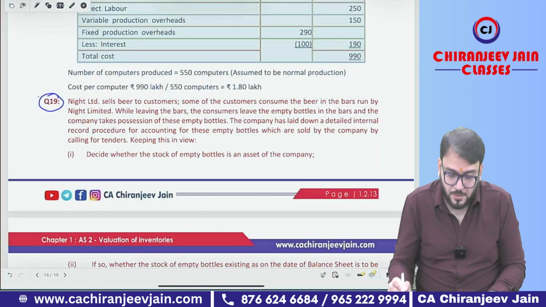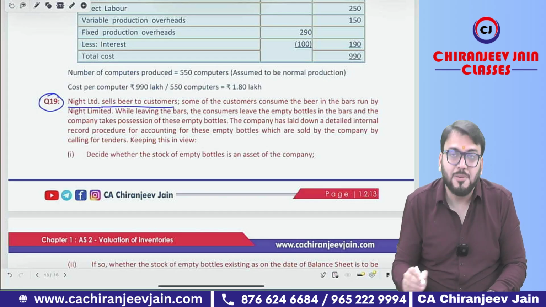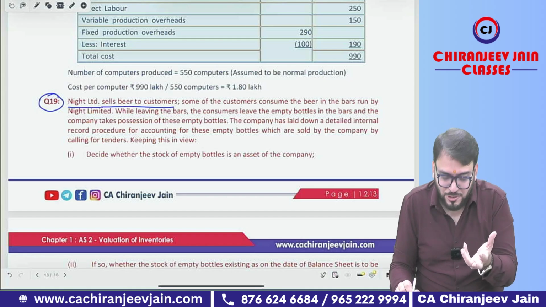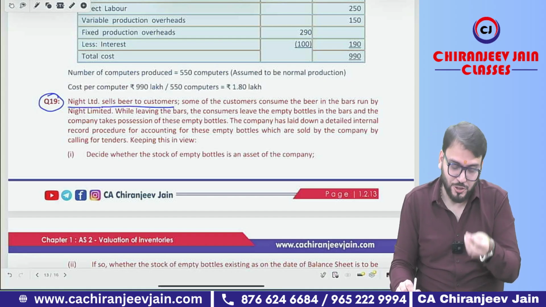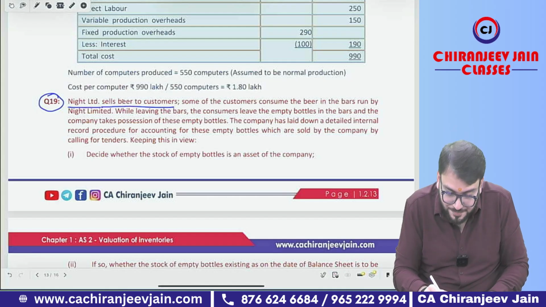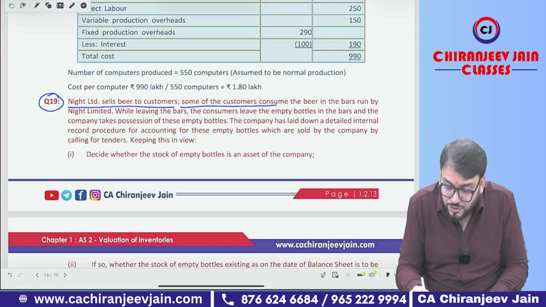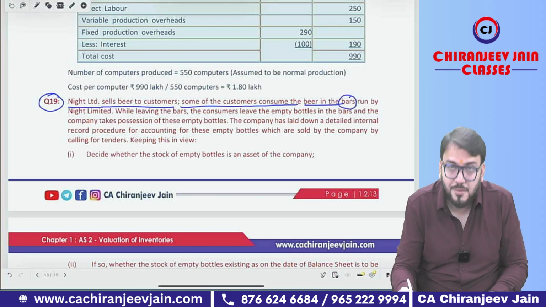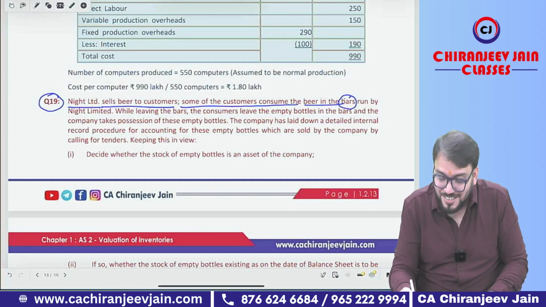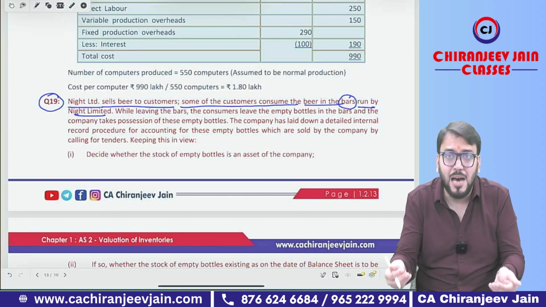Question 19. Night Limited sells beer to the customer. You know beer? Just try to understand, this is an example. Night Limited sells beer, it is alcohol, to the customer. Some of the customers consume the beer in the bar. You know bar? The question is totally related. Beer in the bar run by Night Limited. Of course, the customer will consume the beer in the bar only.